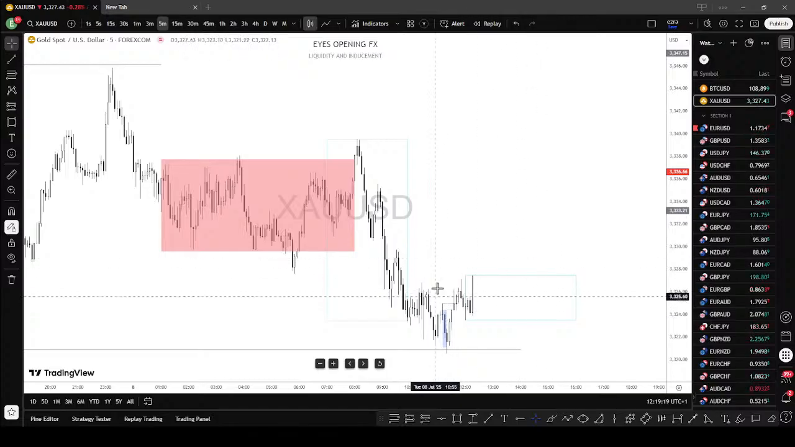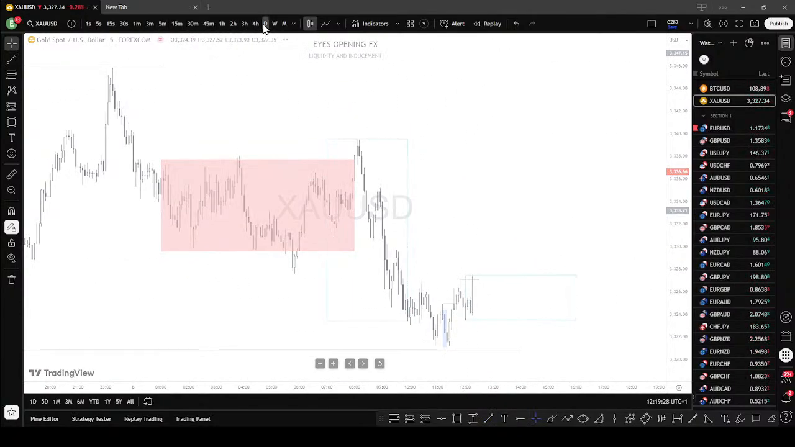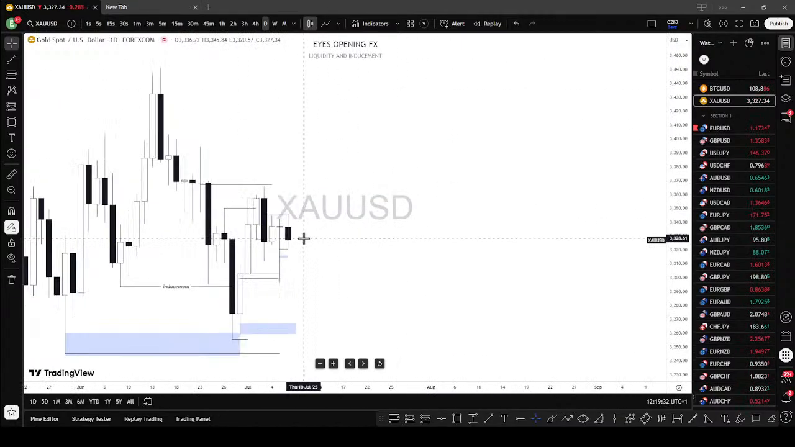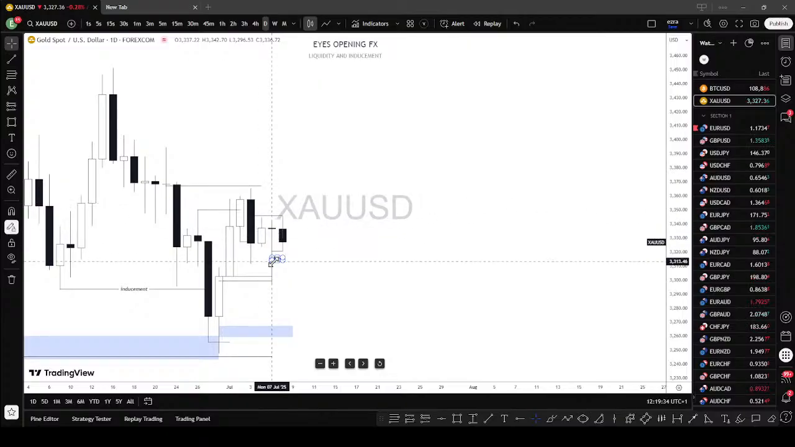All right. So since we have this break of structure to the upside, the next is a break of structure continuation to the upside. So I also look at the daily time frame. What did market do yesterday? Market created a sell candle.